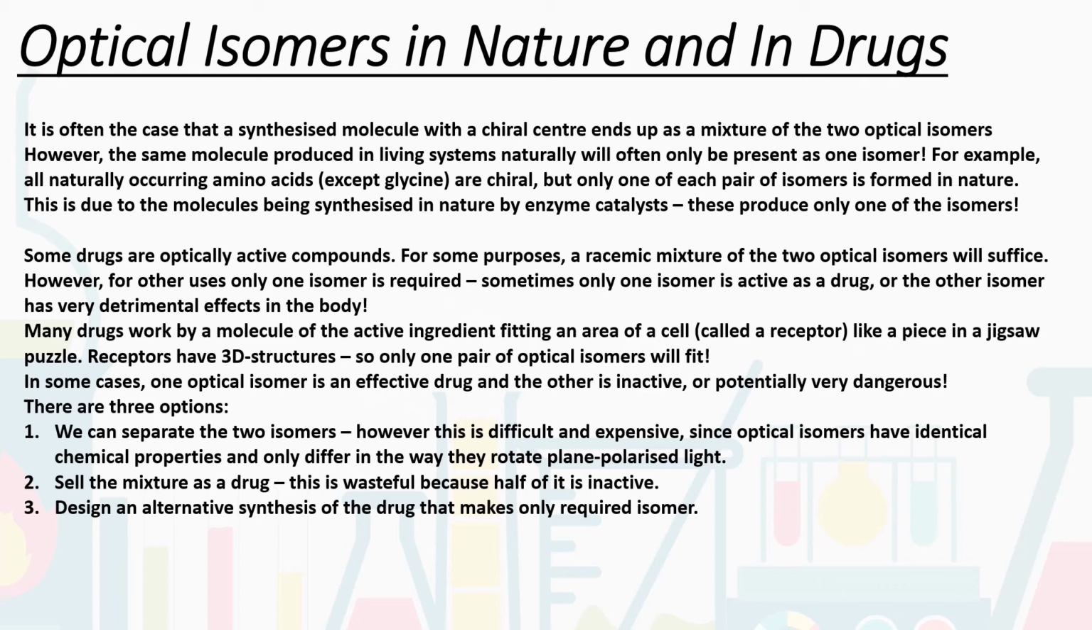But optical isomers actually have identical chemical properties. They only differ in that plane polarized light rotation. They have the same melting point, boiling point, the same hydrogen bonding ability, and so it's very, very difficult to separate them through recrystallization or column chromatography, for example. Because they have the same chemical properties, it's almost impossible to separate them.